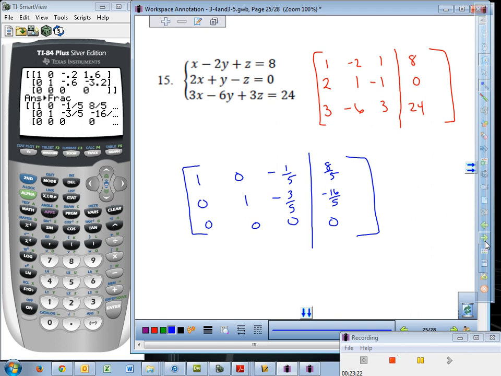Did we get a diagonal 1 situation? Nope. No solutions or infinite solutions? We're looking here, right? Isn't that 0 equals 0? So that's infinite solutions.